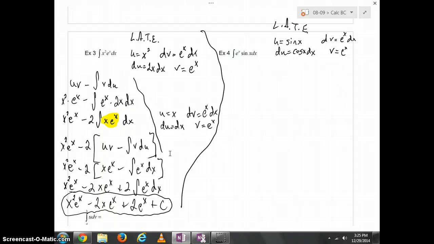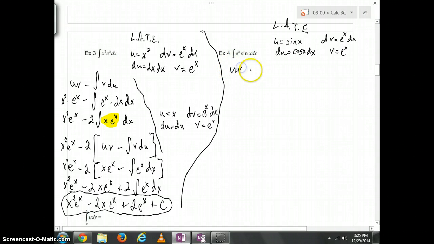We are using the LATE acronym to help us out with a u substitution. We're going to let u equal sine of x. There were no logs, nothing algebraic, something with trig. Du is the cosine of x dx. That means that dv would be what's remaining in the integrand, e to the x dx. Take an antiderivative, we have v is equal to just e to the x.